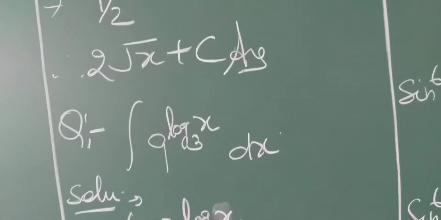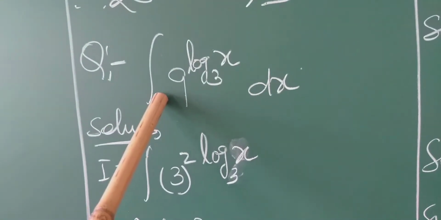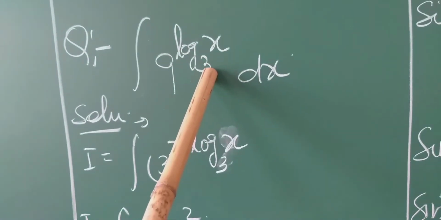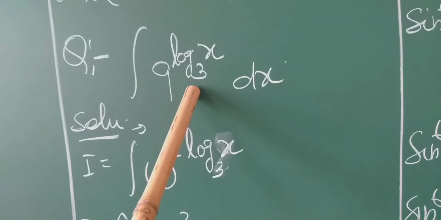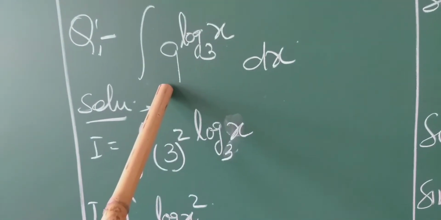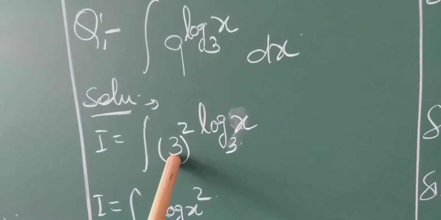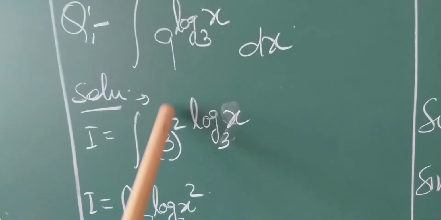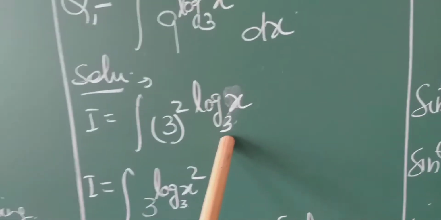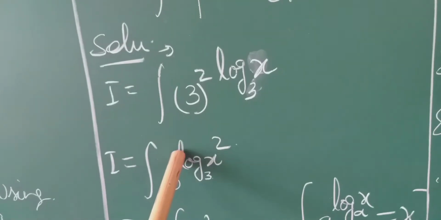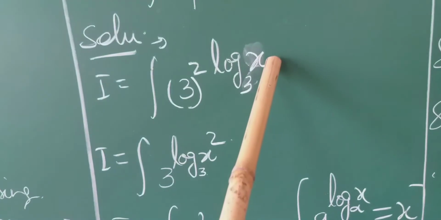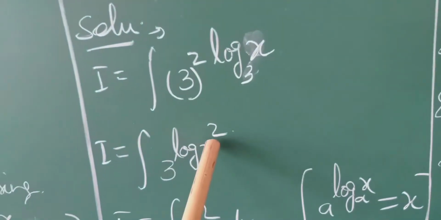Okay. Let us solve one more question, students. We have to find the integration of 9 to the power log x at the base 3 dx. So how can you find its integration? So 9 is 3 square. So in place of 9 we can write 3 square to the power log x at the base 3. So 3 to the power log 3 x square, because we know that we can write 2 log x as log x square.